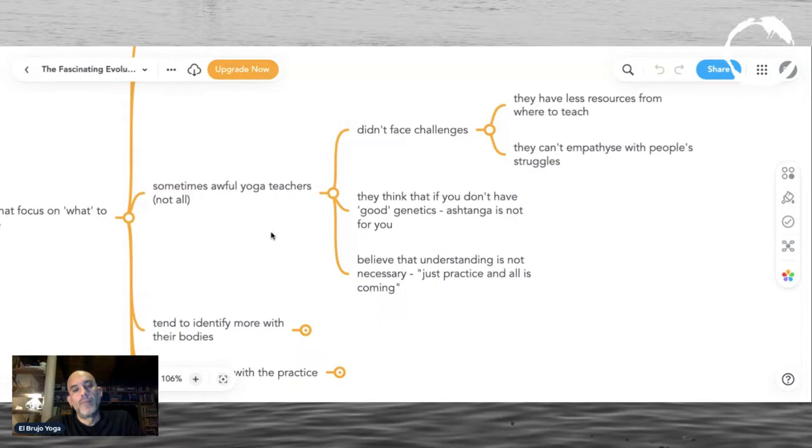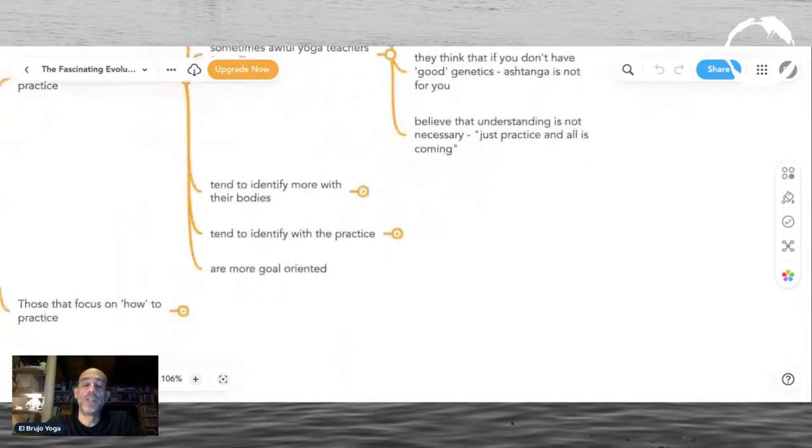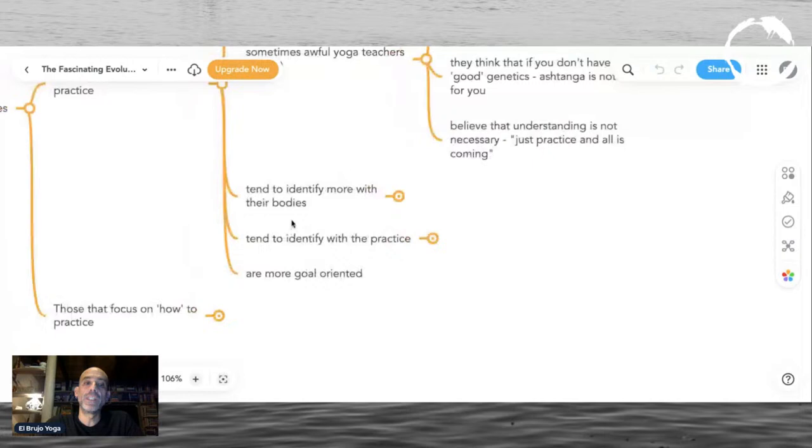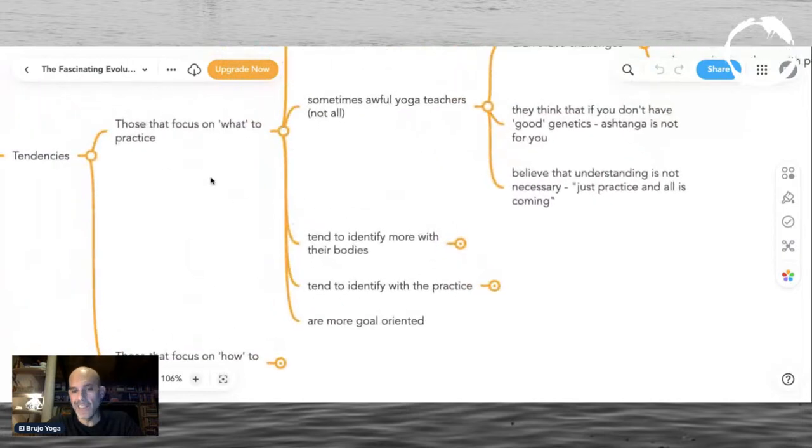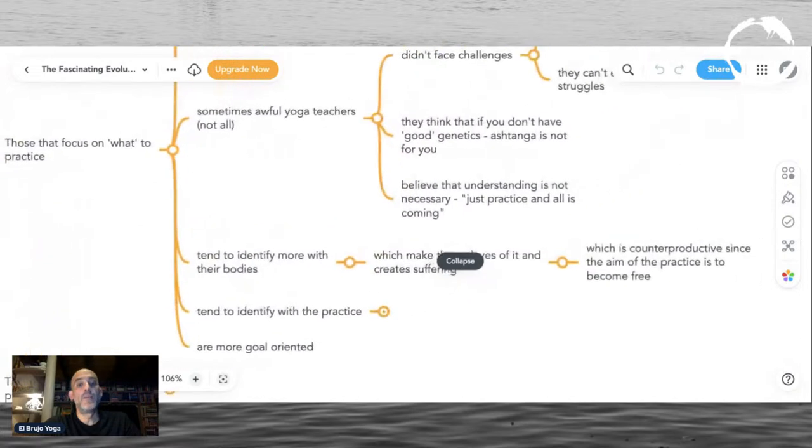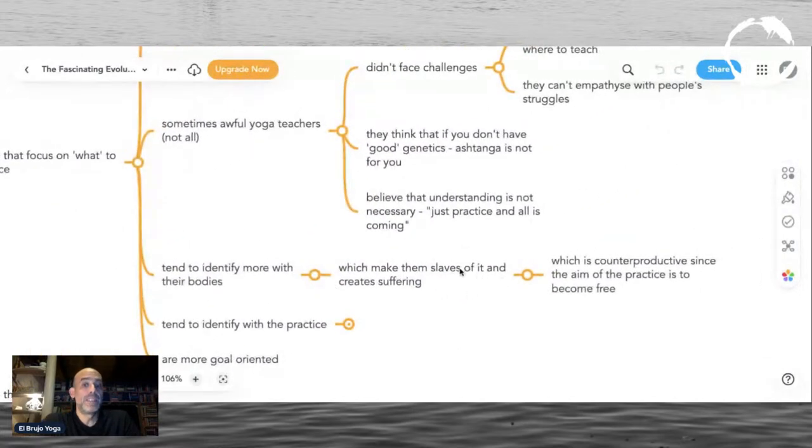So more, they tend to identify more with their bodies. So when you are focusing on what to practice, there is a tendency to identify with their own bodies, which makes them slaves of the practice and of their own bodies, and creates suffering, which is actually counterproductive, since the aim of the practice is to become free. The aim of the whole thing is to become free first in your mind, and later this will permeate your life.